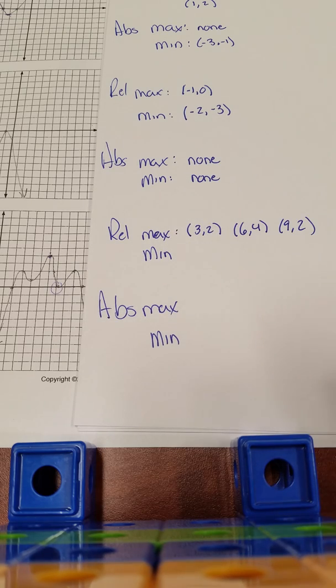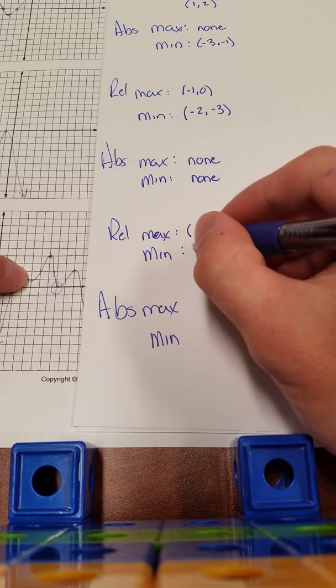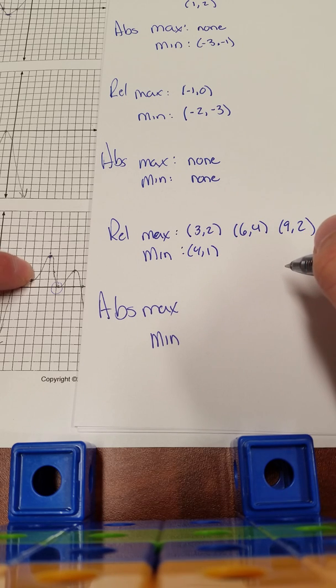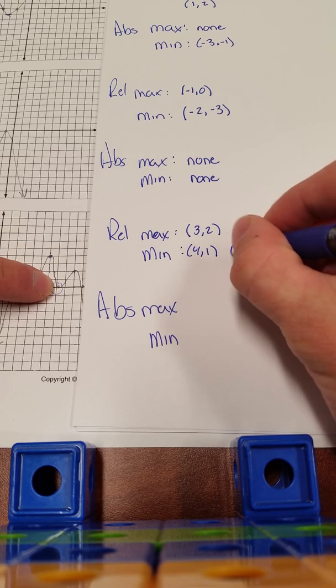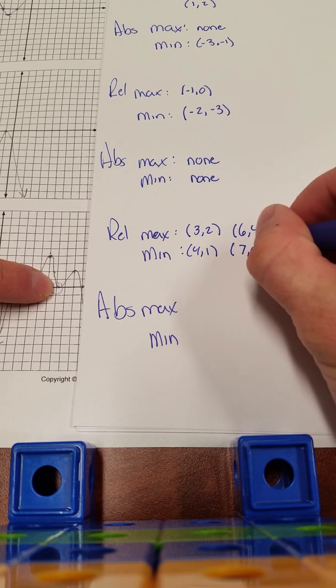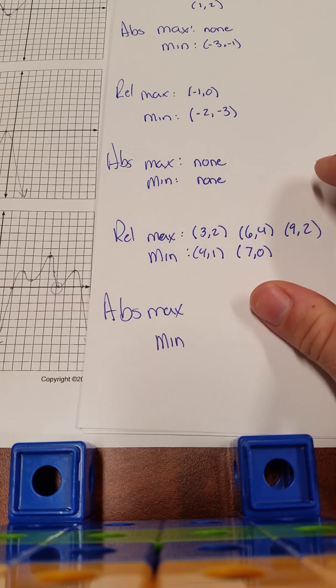Now let's look at relative minimums. So the bottom of any curve, so we have a bottom of a curve there. That is at the point 4, 1. Another bottom here. That is at the point 7, 0. Okay, and that is all the relative maximums and minimums.